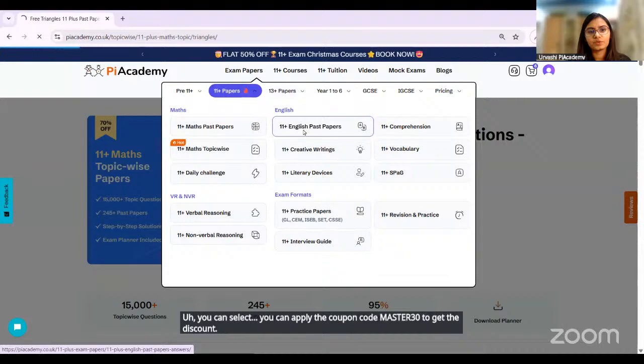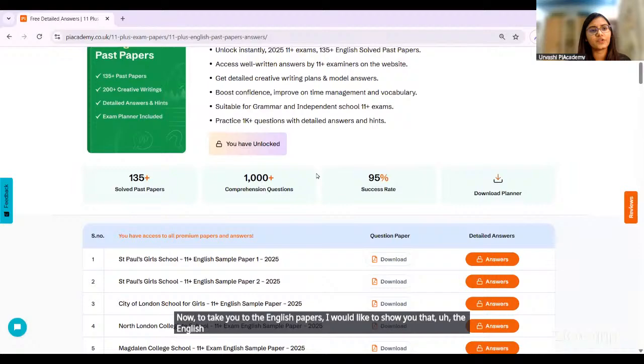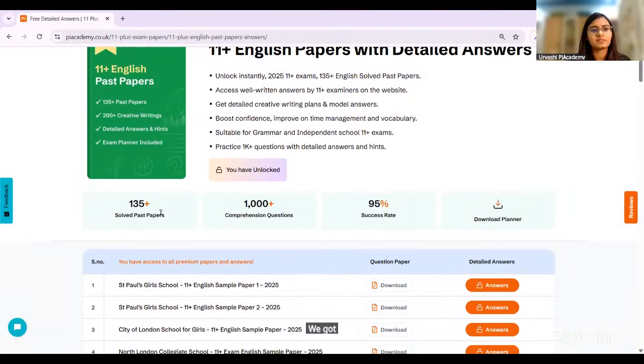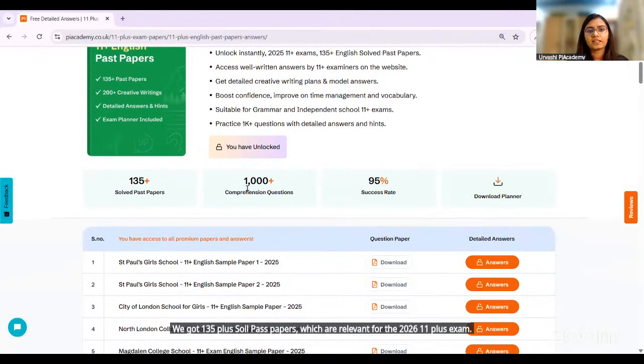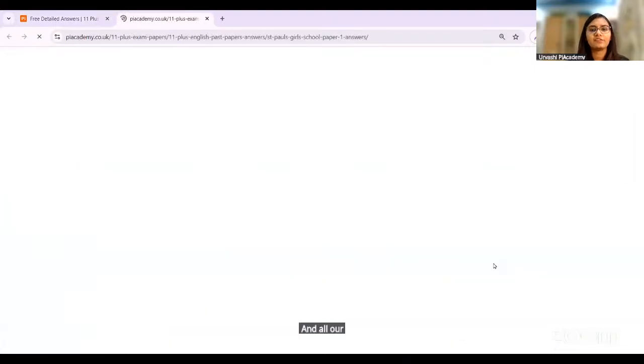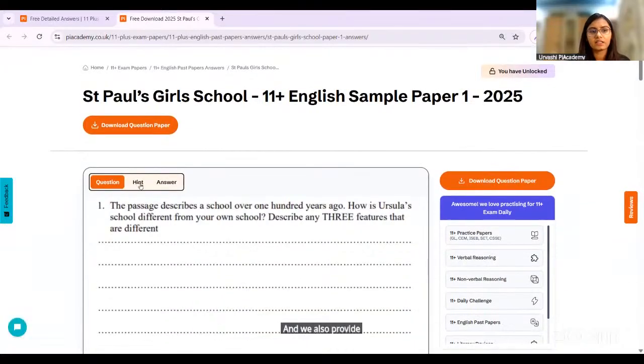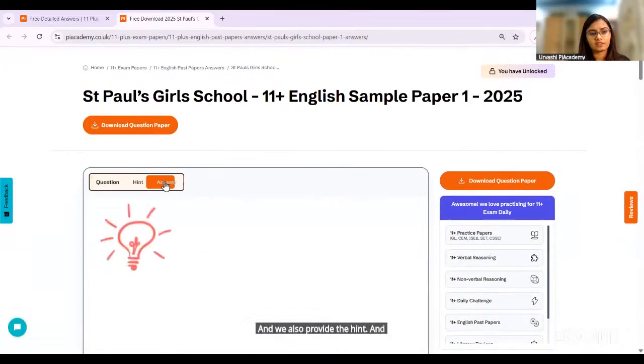Now to take you to the English papers, I would like to show you that the English papers come with creative writing tasks as well. We got 135 plus solved past papers which are relevant for the 2026 11 plus exam, and it covers around 1000 plus comprehension questions. The papers are available for free download, but the answers of course are on the basis of subscription, and all our subscriptions are valid for 1 year. And we also provide the hint and the detailed model answer.